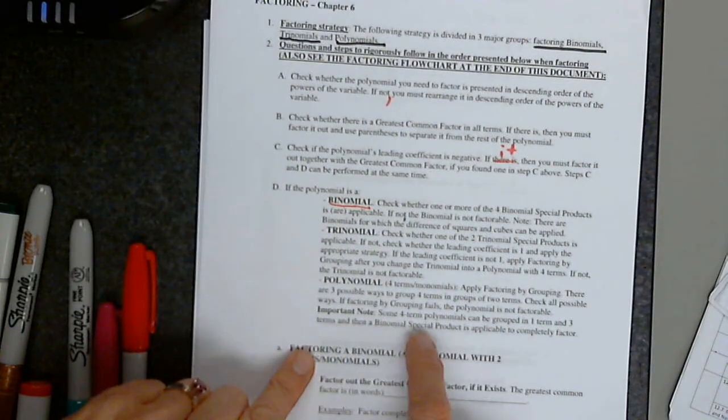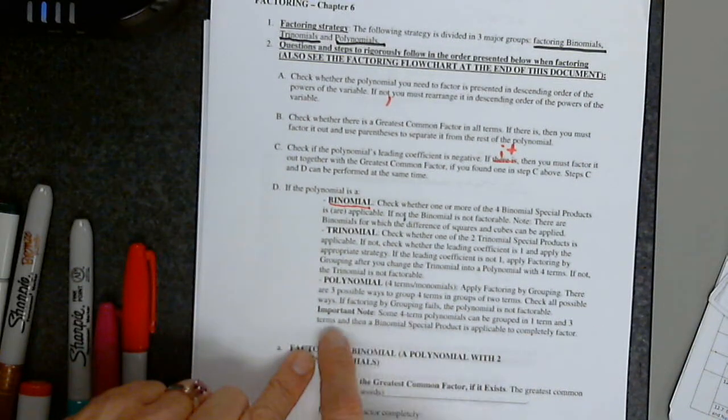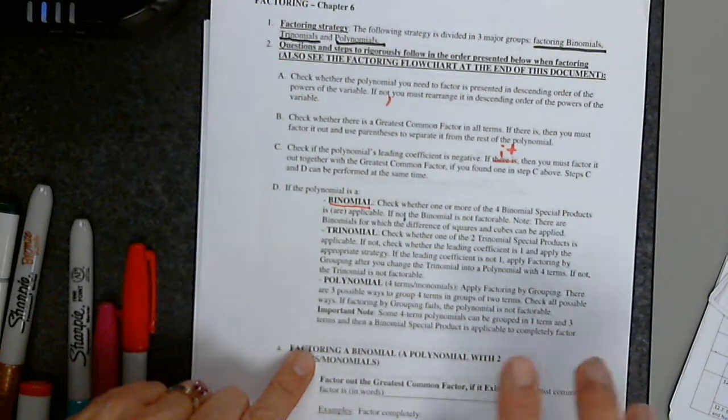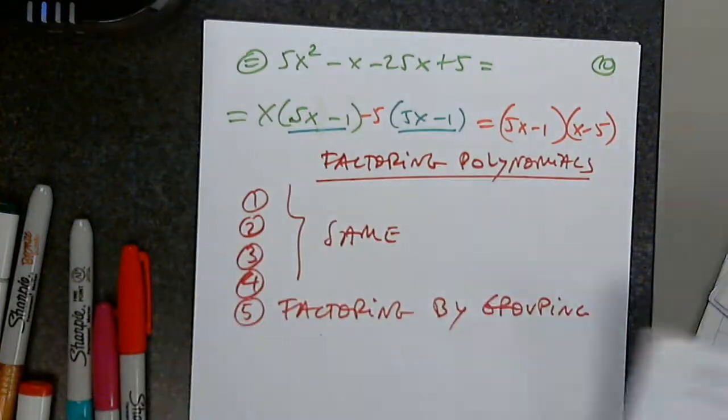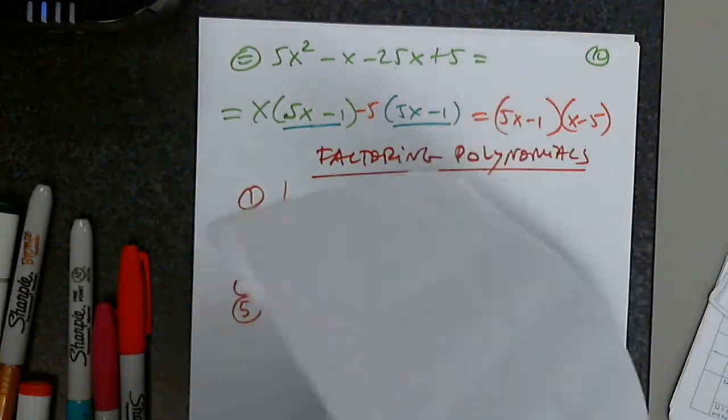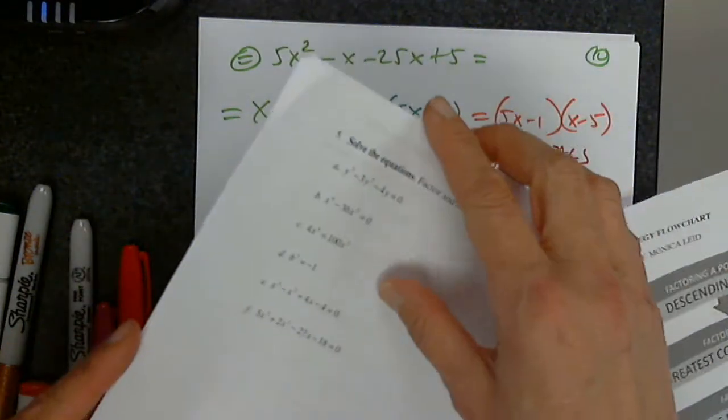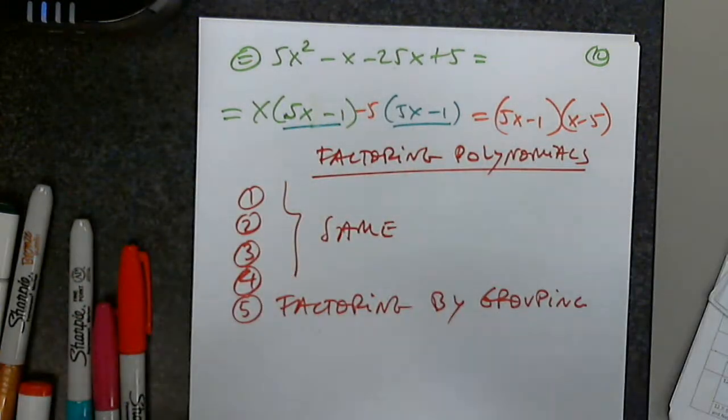Important note: some 4-term polynomials can be grouped in 1 term and 3 terms, and then a binomial special product is applicable. So I can show you an example of that. But this is the strategy summarized here. Okay, back. So let's go and factor these polynomials.